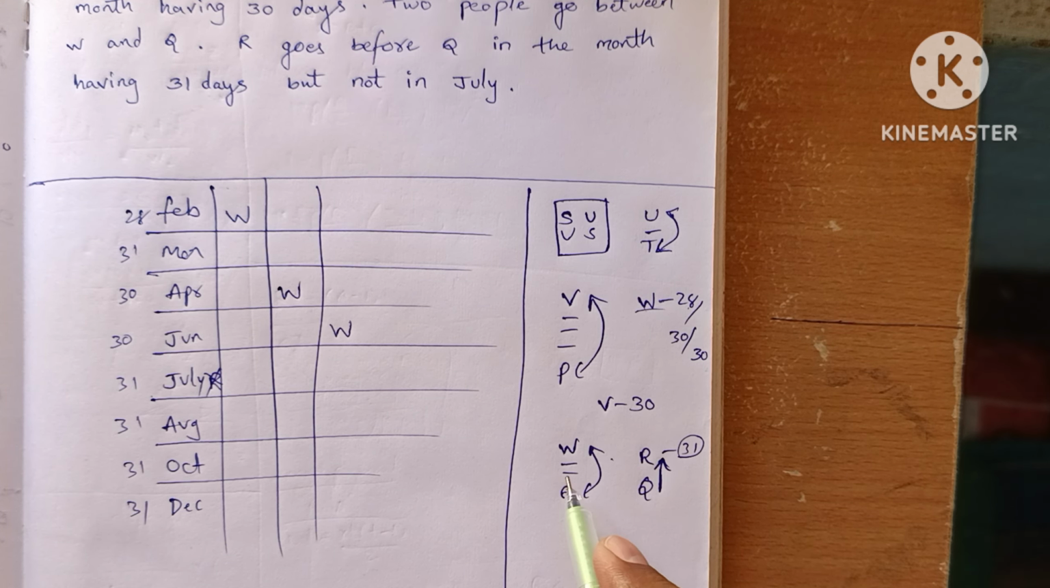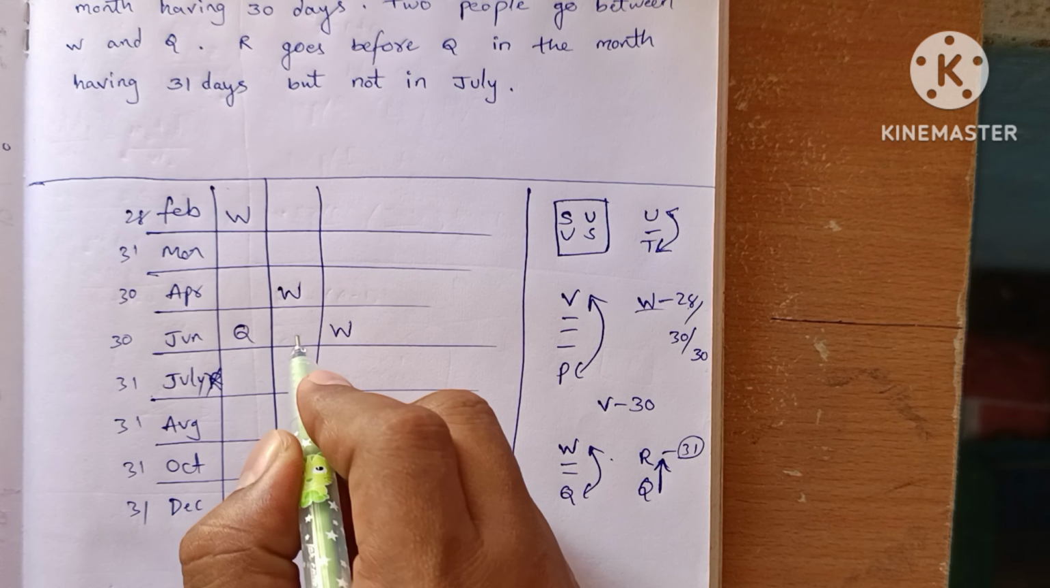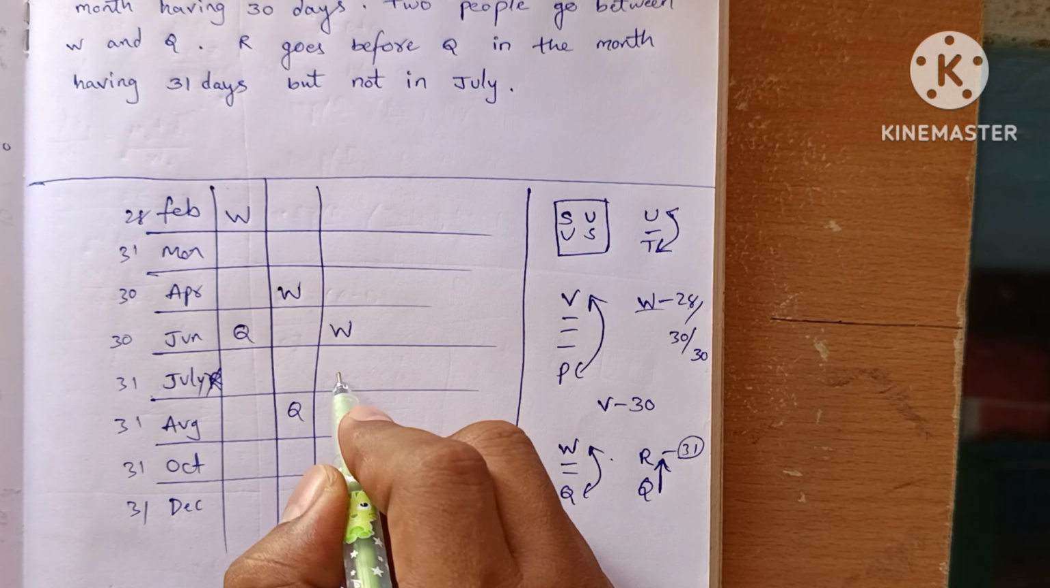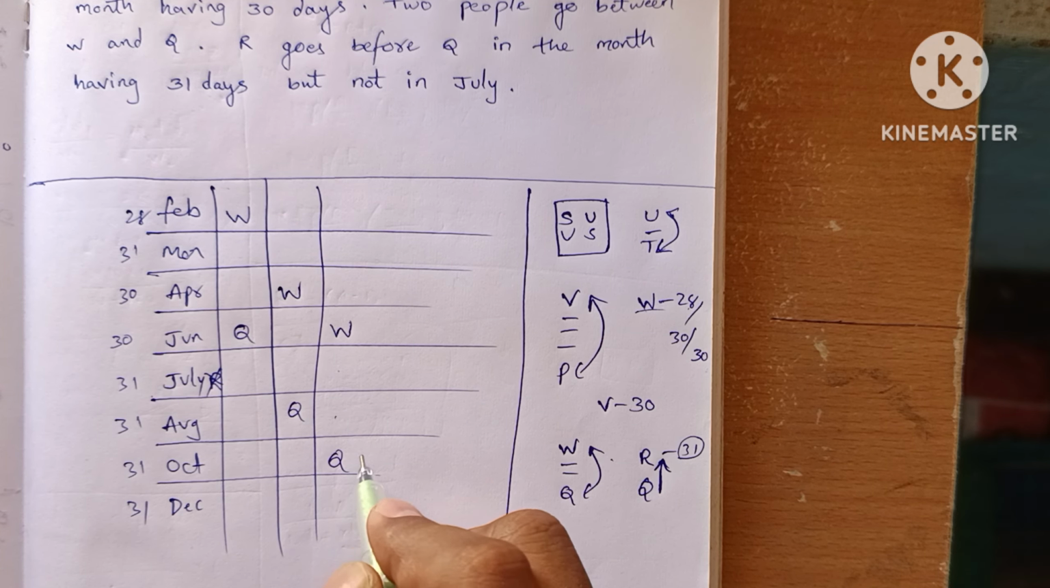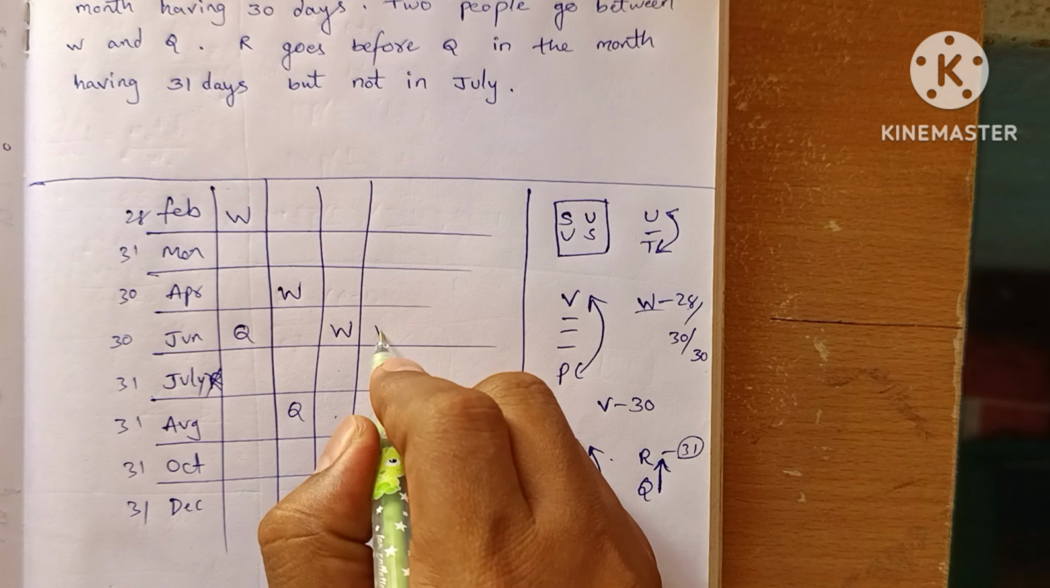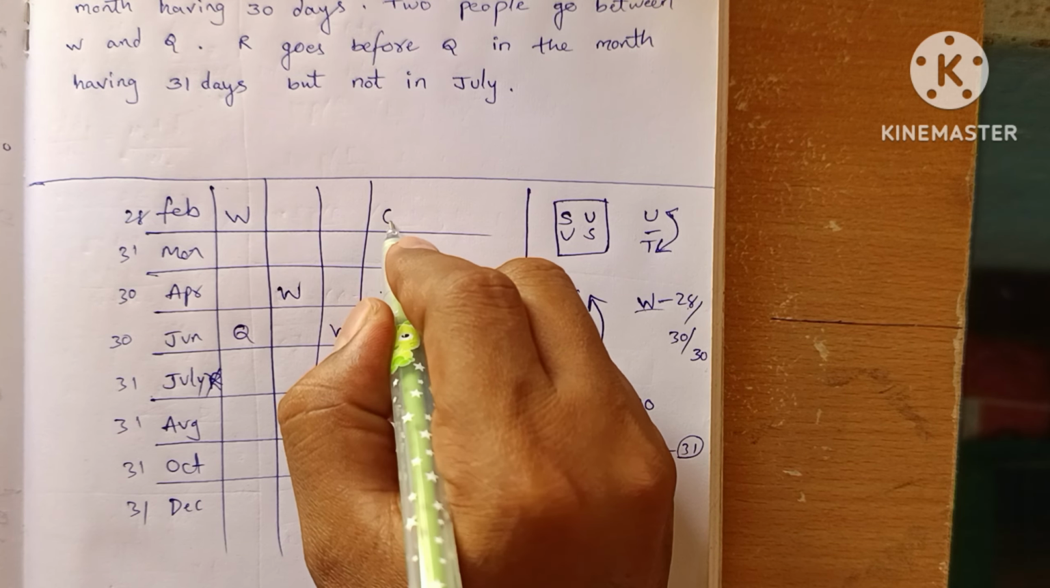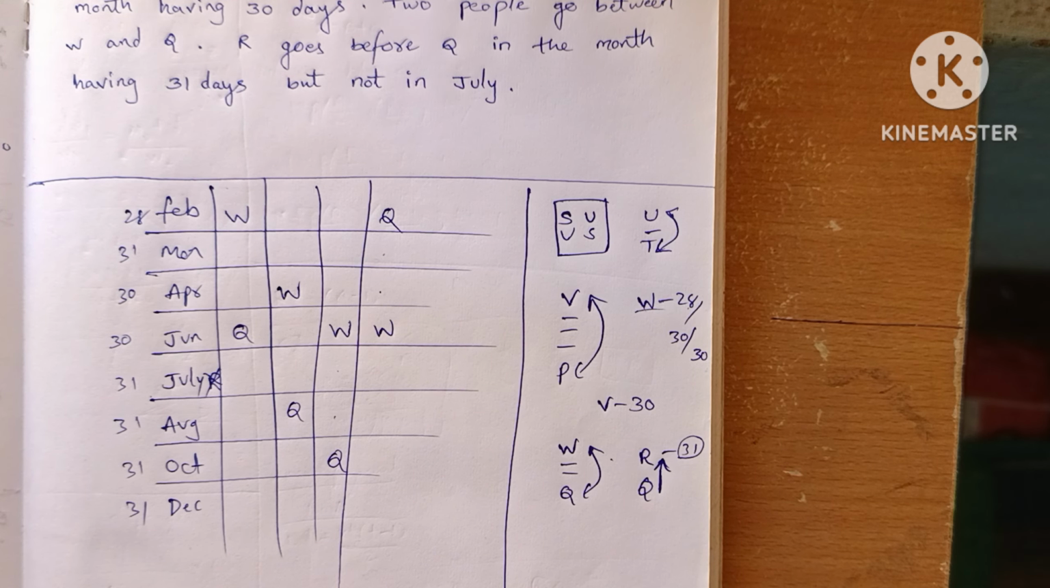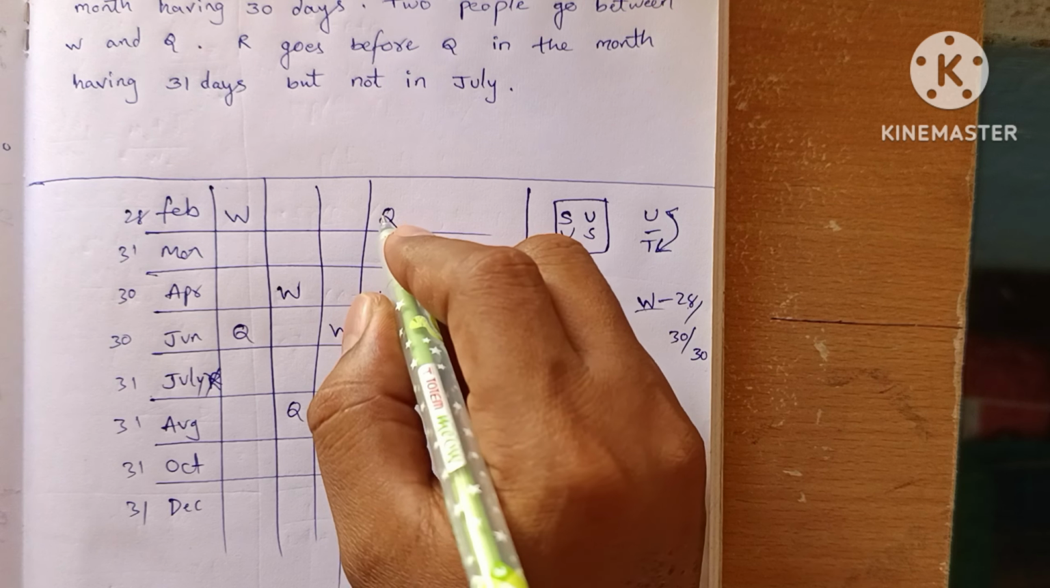Next we'll see this one. Two people, 1 2 Q. It is also possible. One more possibility is 1 2 Q. This is also possible, but R is above Q. So this case fails.